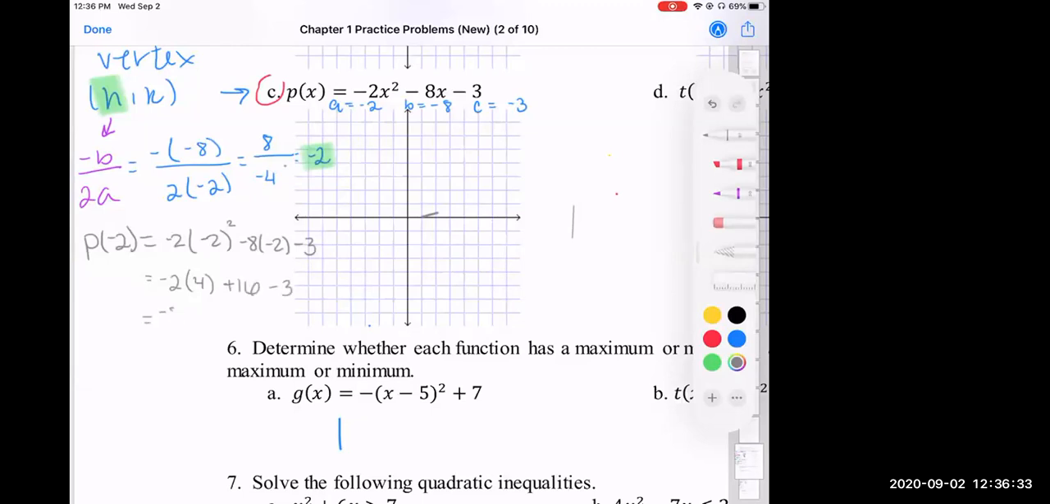All right, so we have 4 plus 16 minus 3. 4 plus 16, that gives us 20. And 8 minus 3, we get 2. So that is our K for our H comma K. So I can say that I have a vertex of -2 comma 2.